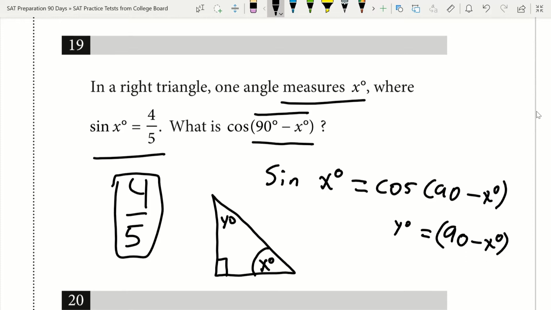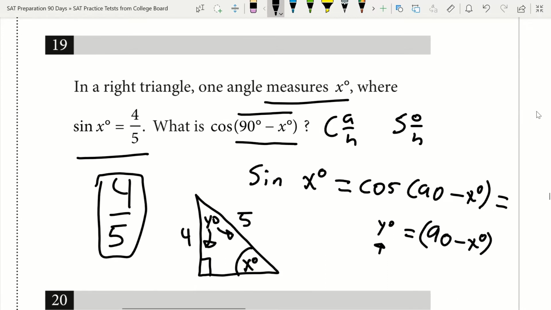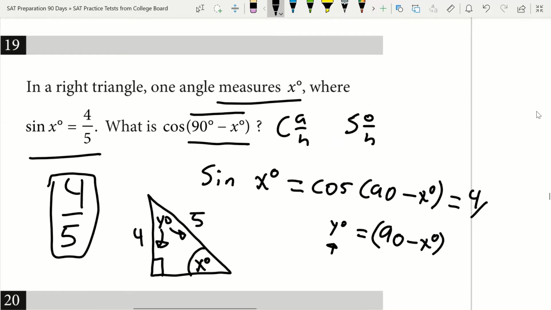So now if we're going to plot that 4/5, we know that the sine is the opposite over the hypotenuse. So our opposite for angle x would be 4, and our hypotenuse would be 5. Now we're asked for the cosine of 90 minus x, which in this case is angle y. We know that the cosine is the adjacent over the hypotenuse. The adjacent side length to angle y is 4, and the hypotenuse is 5. So once again, the cosine of 90 minus angle x, or the cosine of y, must equal 4/5.